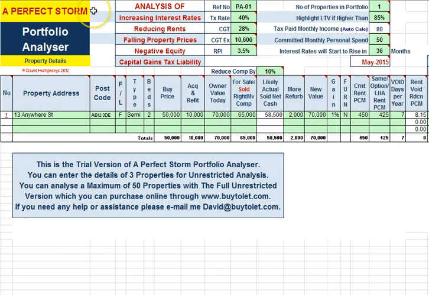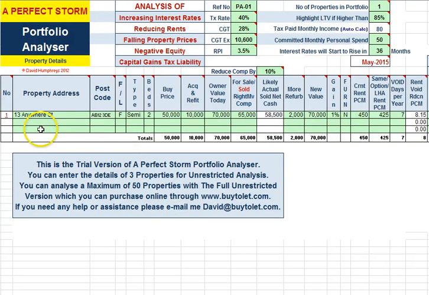Now, what is a perfect storm? It's a storm basically that you can't survive. And today, the perfect storm for buy-to-let and property investment is coming about because we have increasing interest rates, reducing rents, falling property prices, negative equity, and capital gains tax liability on sale all at the same time.